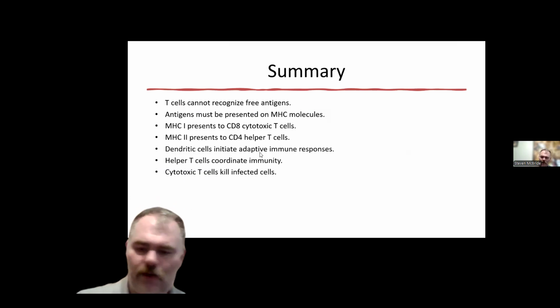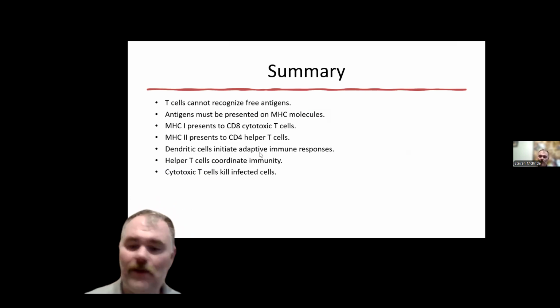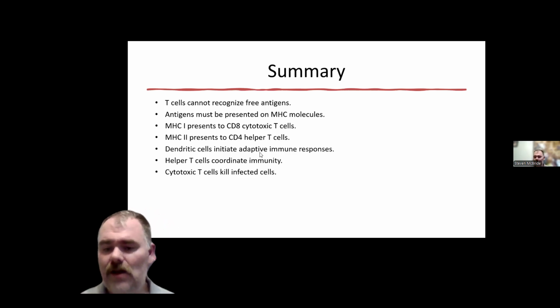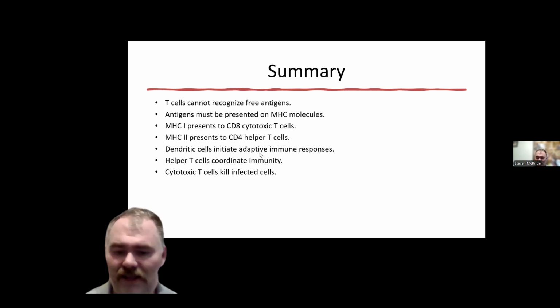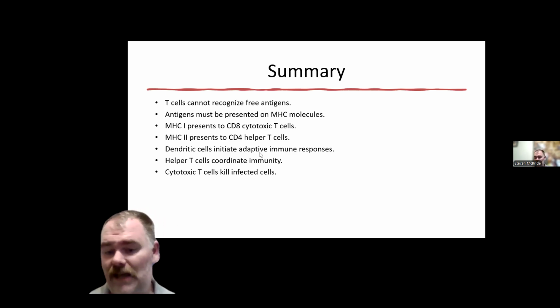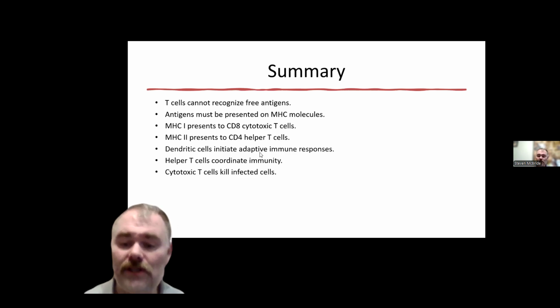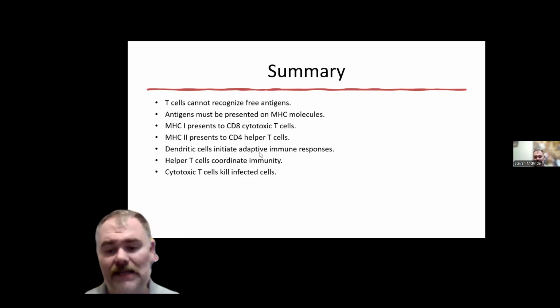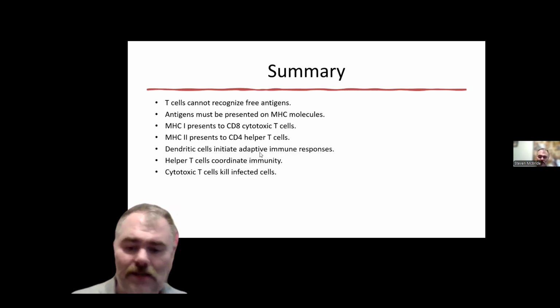Dendritic cells serve as a critical link between the innate and adaptive immunity by capturing antigens and activating naive T cells. Helper T cells coordinate immune responses through cytokine production, while cytotoxic T cells destroy infected cells through the actions of perforin and granzymes. In the next lecture, we'll focus on B cells and antibodies and explore how the adaptive immune system neutralizes pathogens outside of cells.